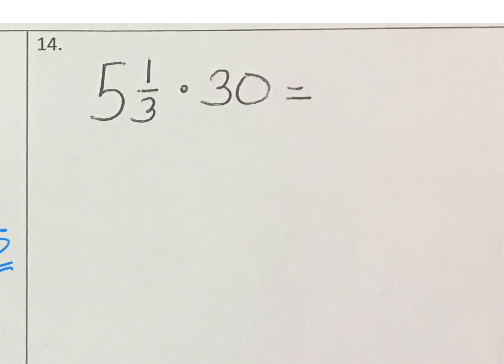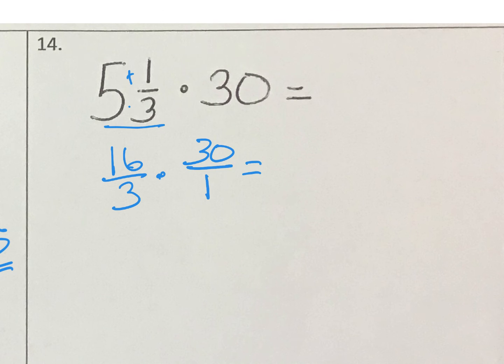All right. Let's do this one here. So this is back to multiplying fractions. And we have a whole number. Well, we have a mixed number times a whole number. So I think we can do this. First, we want to get this into a fraction. So 3 times 5 is 15, plus 1 is 16 over 3 times. And how do we make a whole number into a fraction? Well, we just put a 1 under it. Multiply across. And when we do that, we get 480. 16 times 30 is 480 over 3 times 1 is 3.